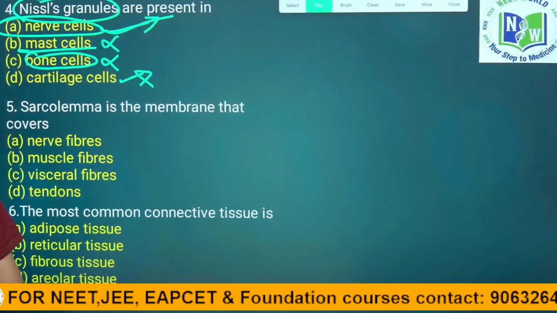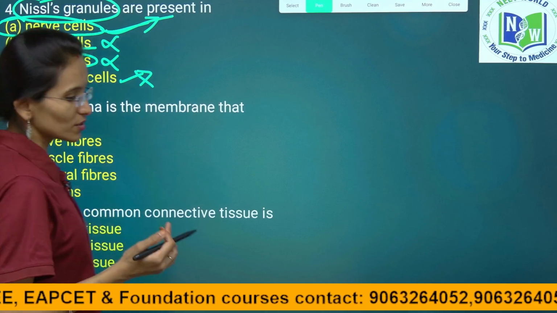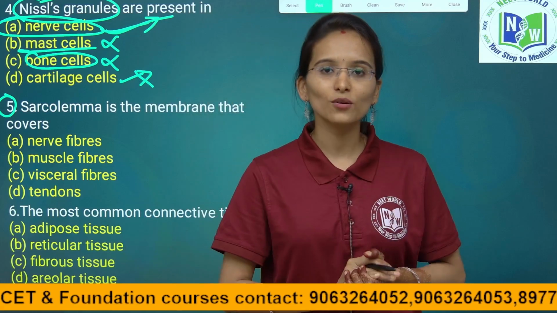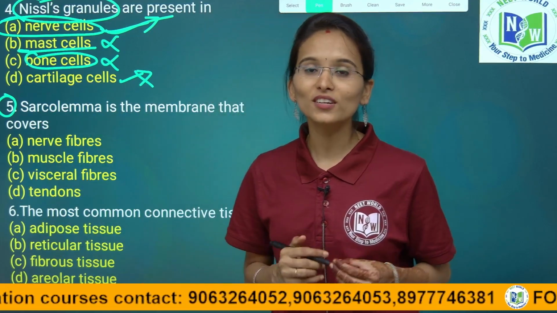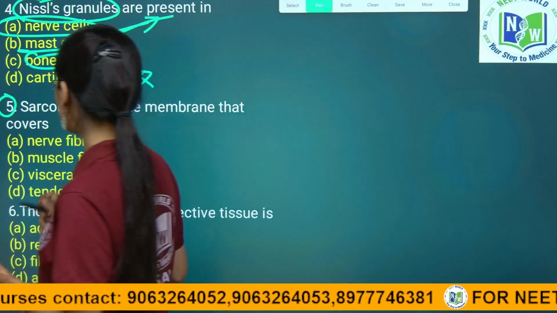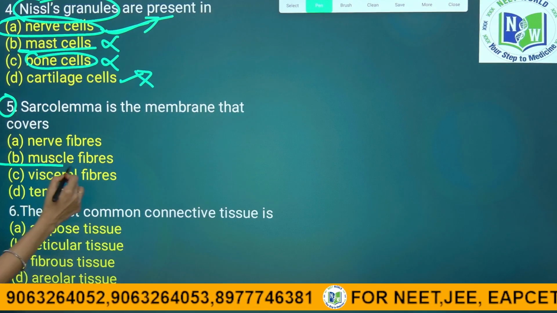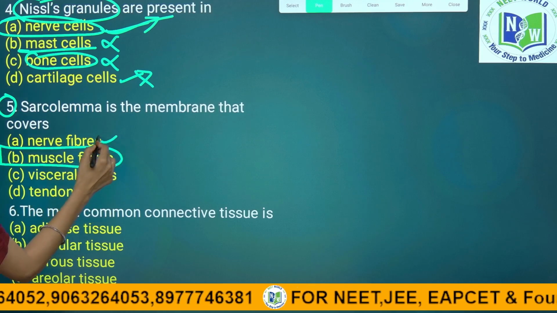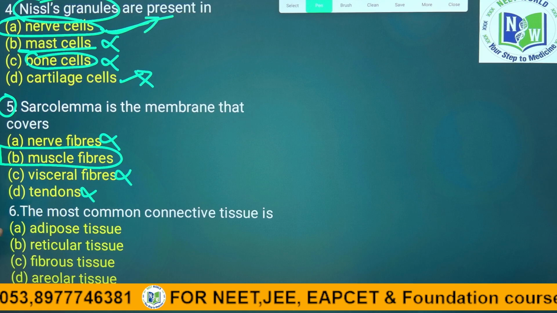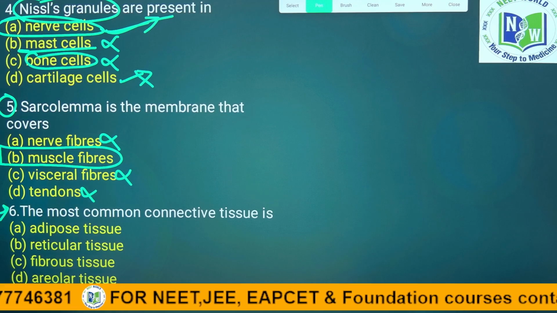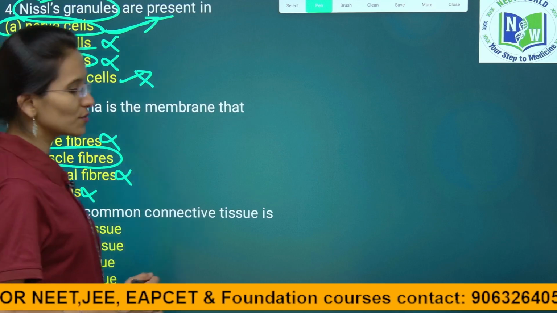And next, coming towards the fifth question, sarcolemma is a membrane that covers. Where can we find the sarcolemma? Just now previously we have solved the question for it, so I am going to give the direct answer. Sarcolemma is a membrane which covers the muscle fibers. Nerve fibers wrong, visceral fibers wrong, and tendons also wrong option. Coming towards the sixth question. The sixth question is, the most common connective tissue is.